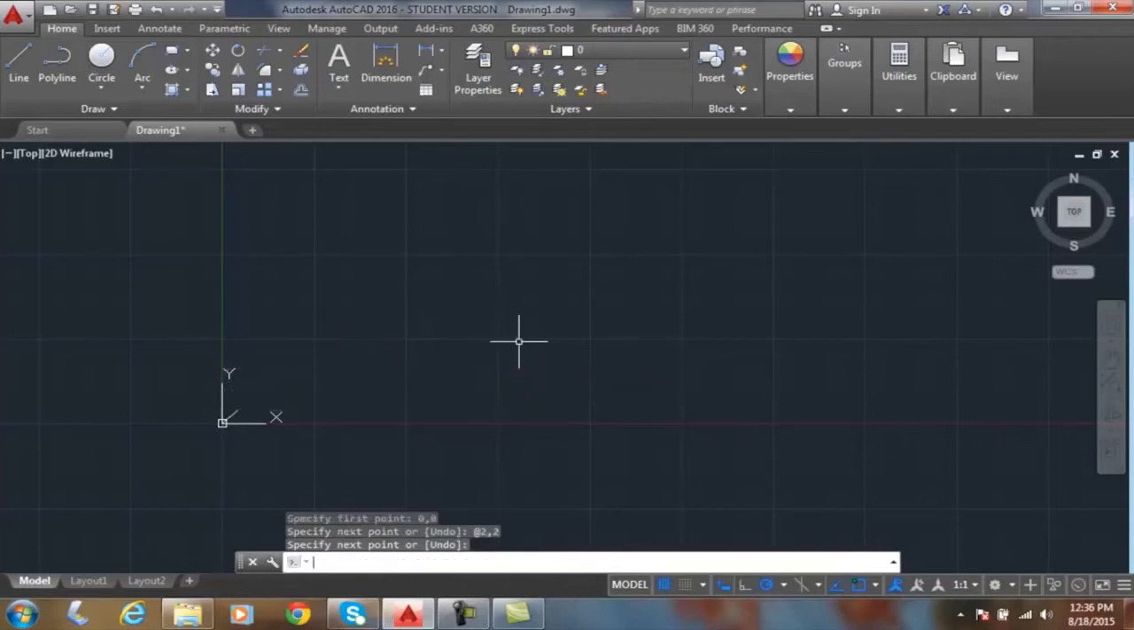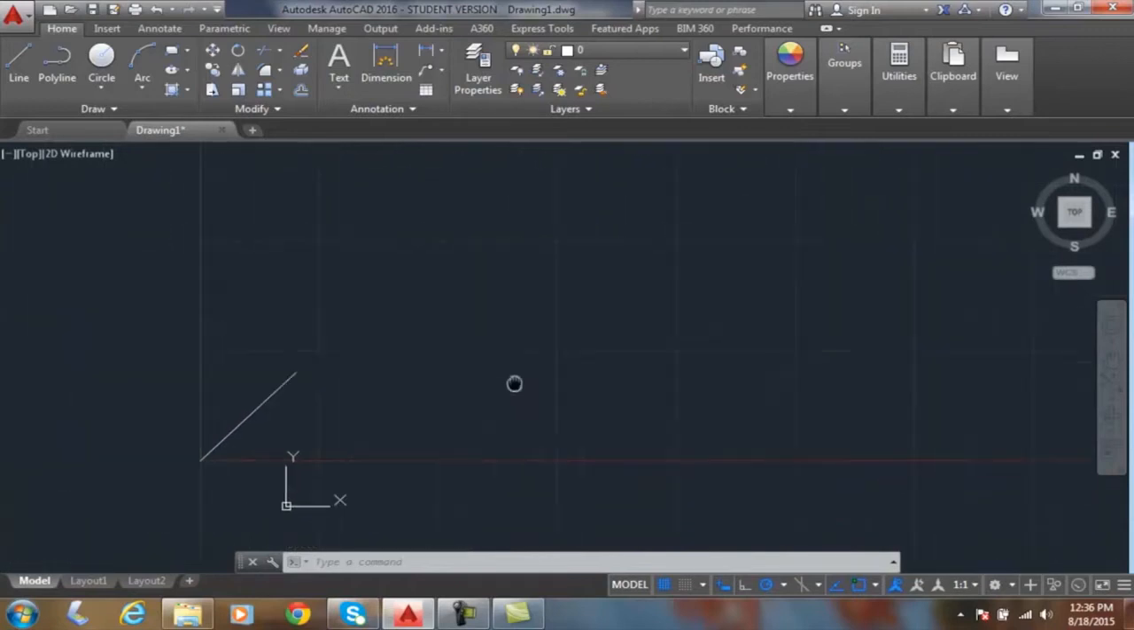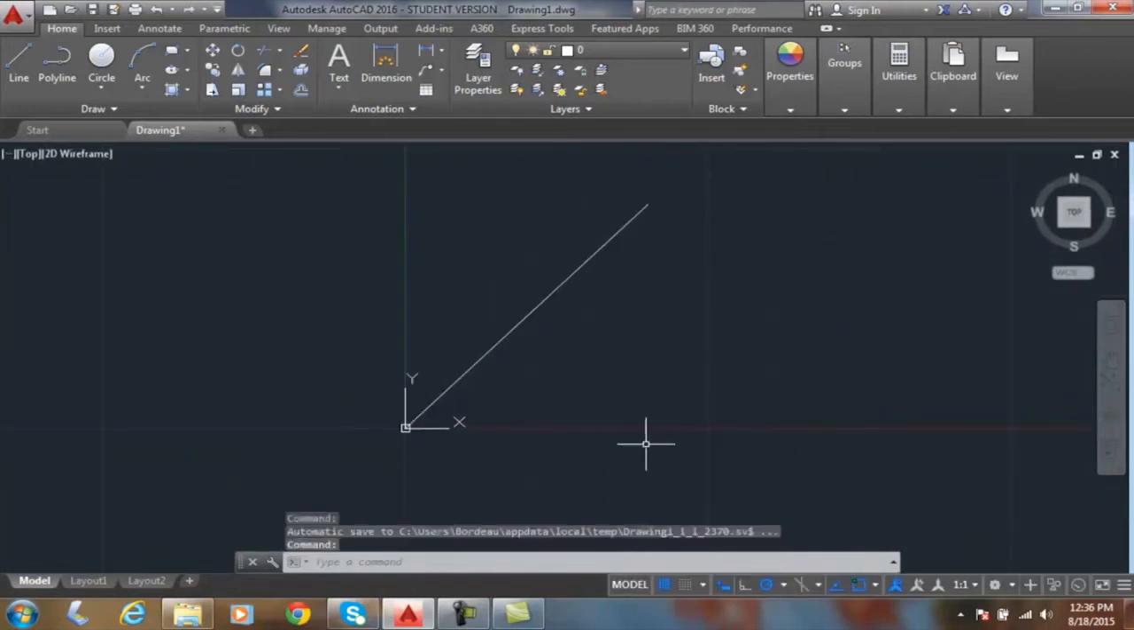It's a little tiny line here. I'm going to roll my mouse wheel and hold it down, and I'm going to roll it in here. I'm going to see that this went over 2 units and went up 2 units. Right now, this line is drawn from 0,0 to 2,2.